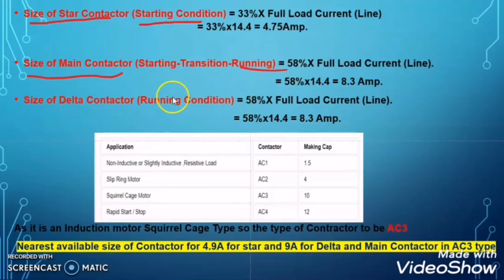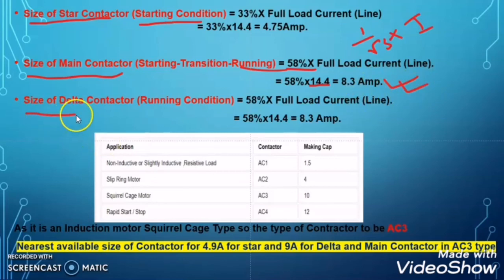The rating of the main contactor: the main contactor will be active during starting, during the transient time and during the running time, so it will always be active. During starting it will take 33% of the full load current, but at the transient and at the running time it will take 1 by root 3 times the full load current, because it's dealing with the phase current of the delta configuration. So 58% of full load current, with full load current of 14.4, comes to 8.3 ampere.